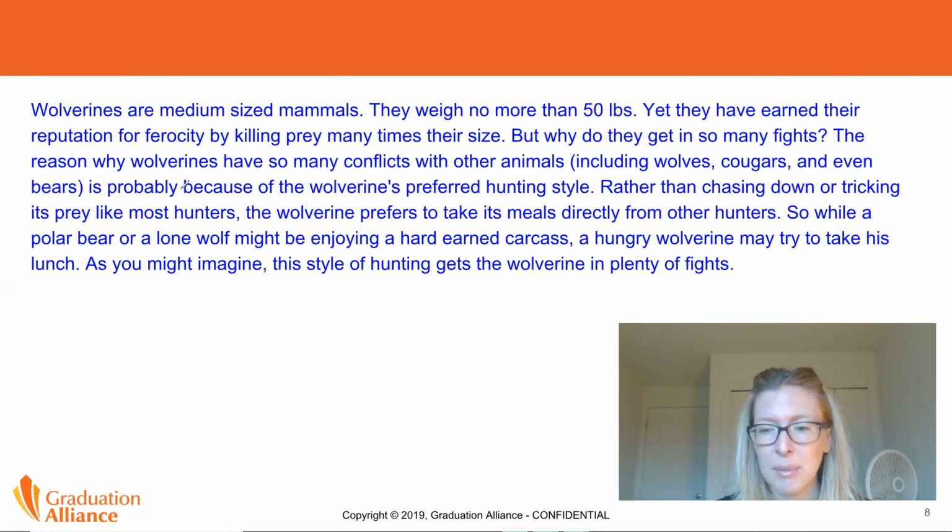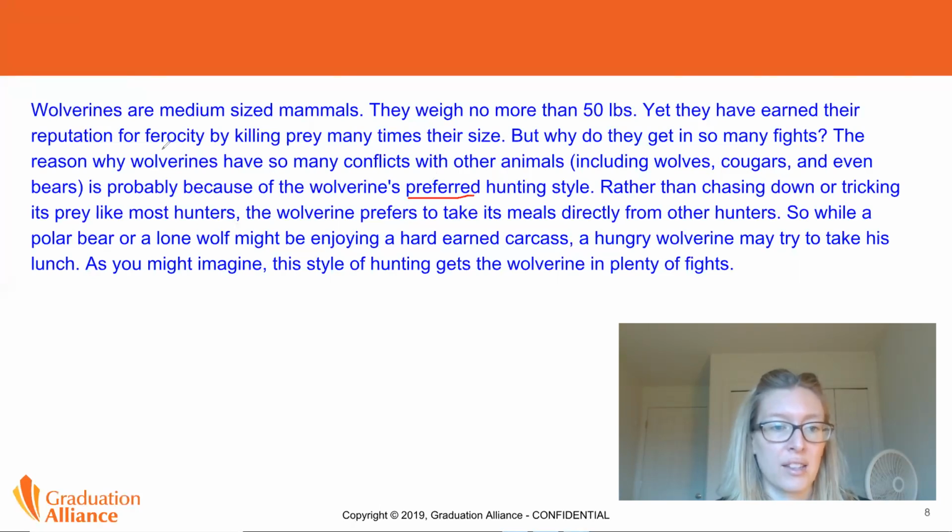All right, so before you try to interpret anything, it's good to identify any vocabulary words that are challenging. So I saw a few. Let's talk about preferred. So preferred just means their favorite. So the wolverine's preferred hunting style would be their favorite type of hunting style, probably the one that gets them the most prey.